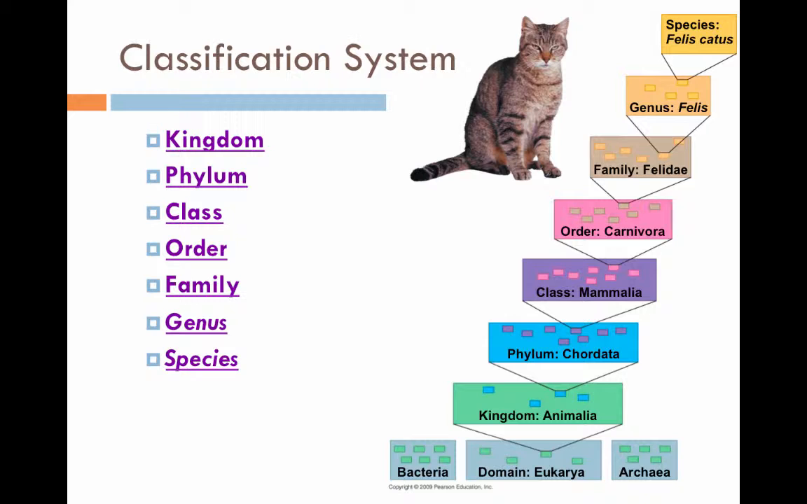Notice the order of categories goes K, P, C, O, F, G, S. The way that I remember this is by a silly mnemonic device. King Philip came over from Great Spain. K, P, C, O, F, G, S. Kingdom, phylum, class, order, family, genus. Remember that order. So what are these categories?